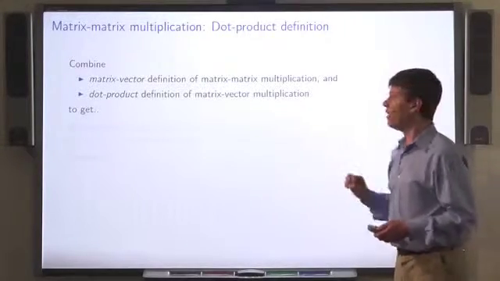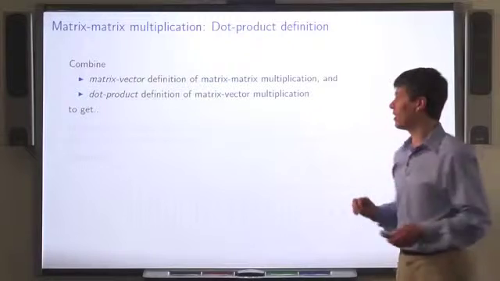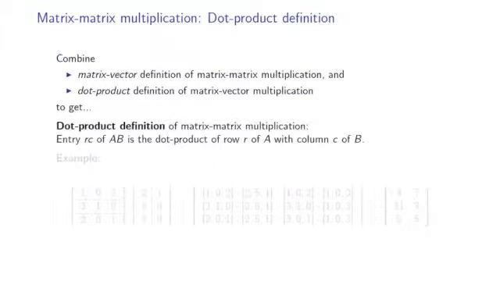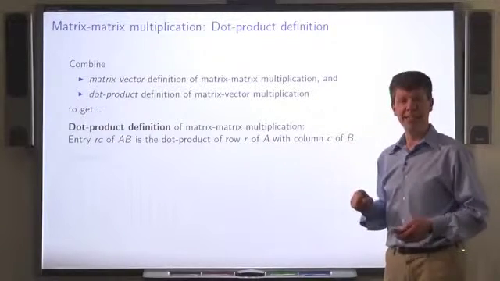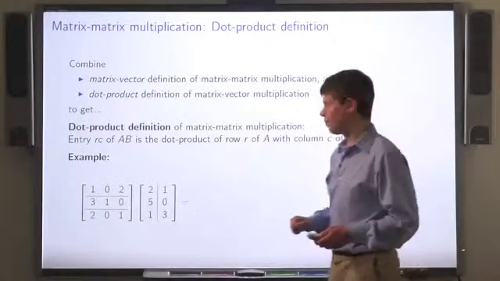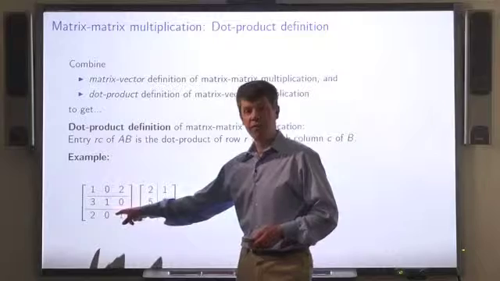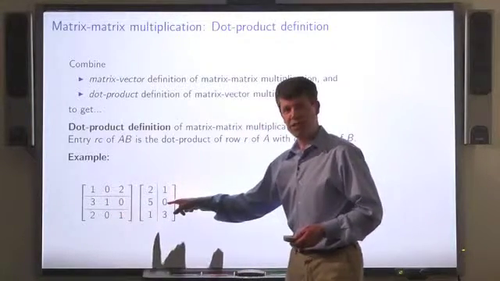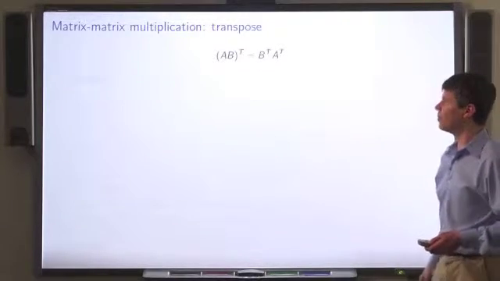Now we can combine these definitions, the matrix vector definition of matrix matrix multiplication and the dot product definition of matrix vector multiplication, to get what I call the dot product definition of matrix matrix multiplication. Entry RC of the product AB is the dot product of row R of the first matrix with column C of the second matrix. For example, to find the matrix matrix product of these two, we think of this first matrix as rows, we think of the second matrix as columns, and we take all the dot products. And this is the result.